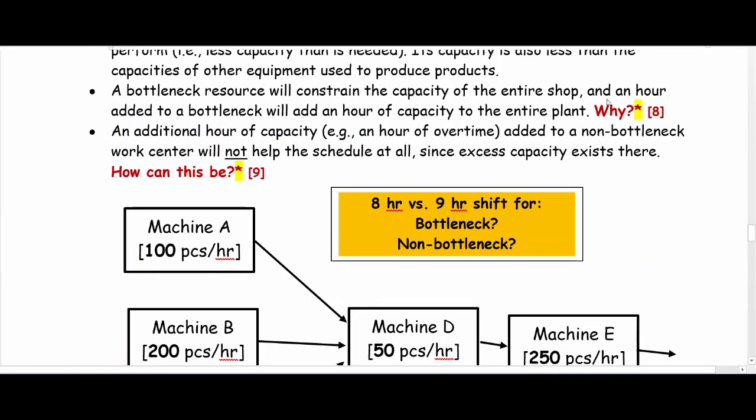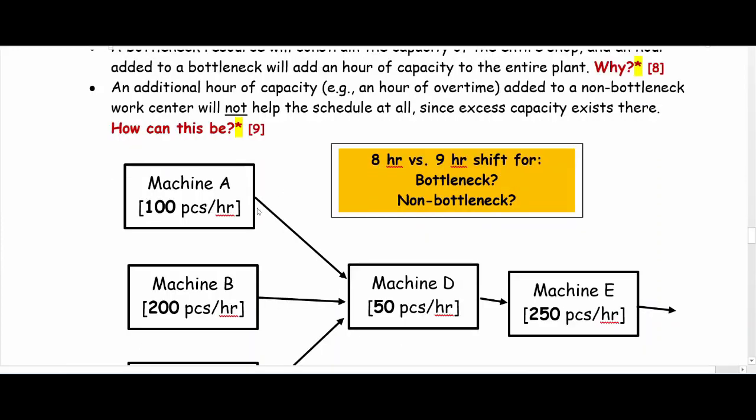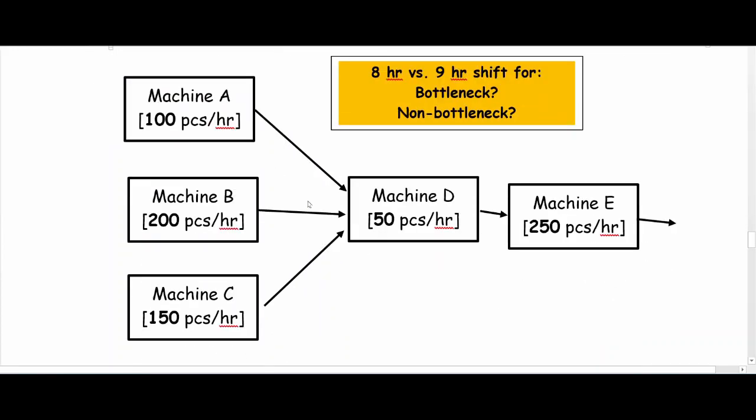Okay, there's that question. An additional hour of capacity added to a non-bottleneck work center will not help the schedule at all, since excess capacity exists there. How can this be? That's this example. I don't work an extra hour here, but I work an extra hour here. All I've done is send an extra 100 pieces over here, and it's still not getting through any faster because this is the bottleneck. All right, we're going to stop in this segment.